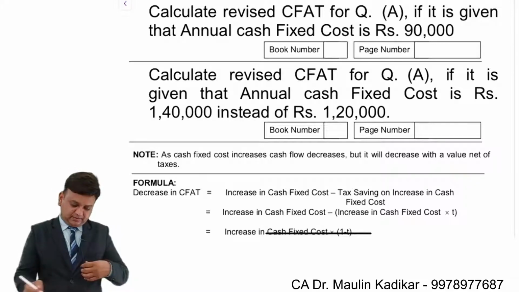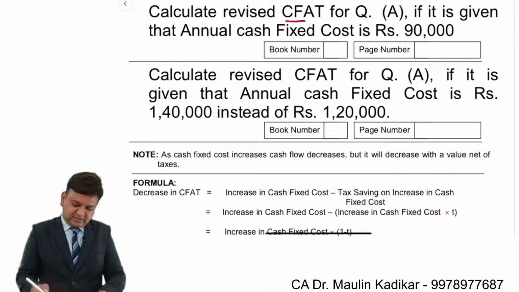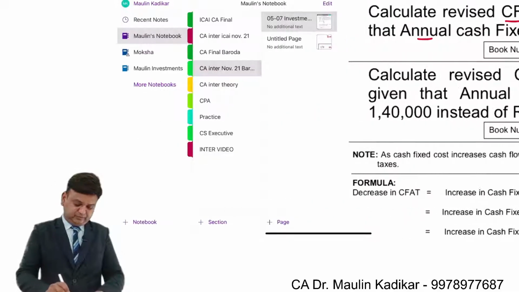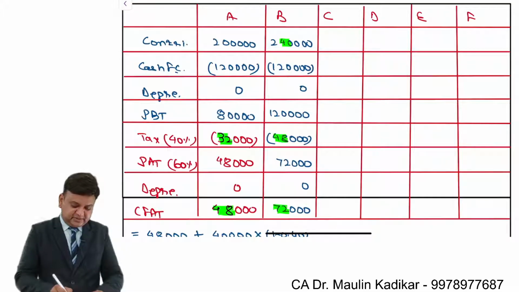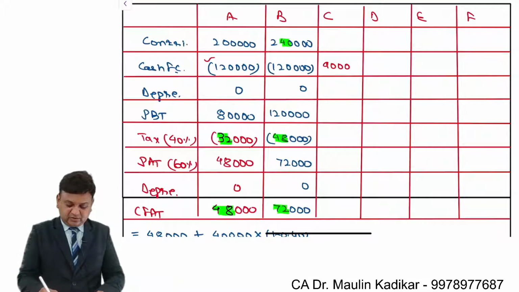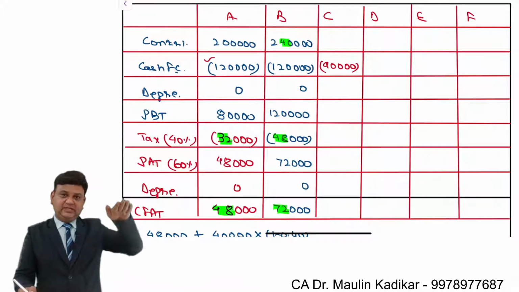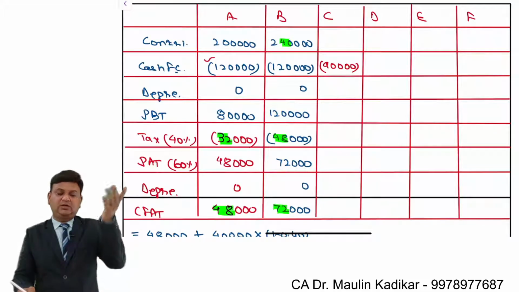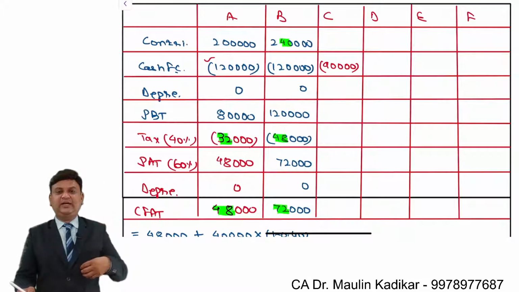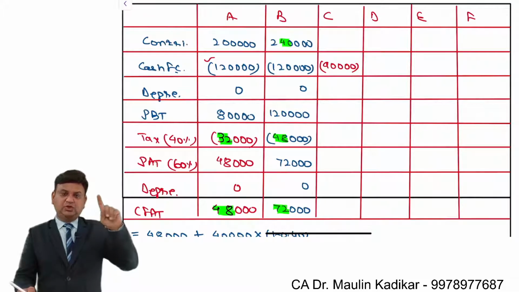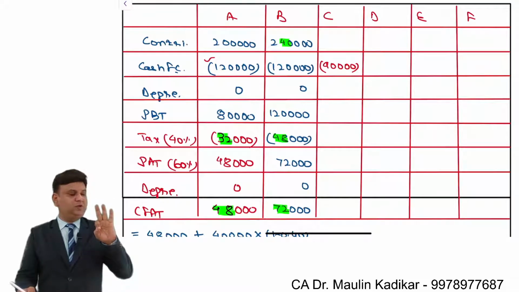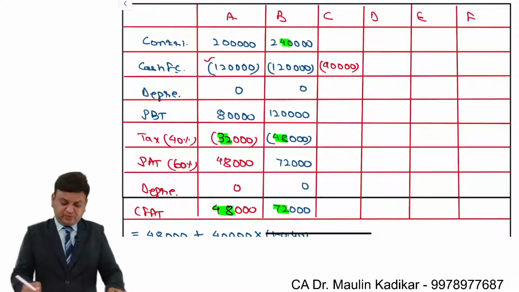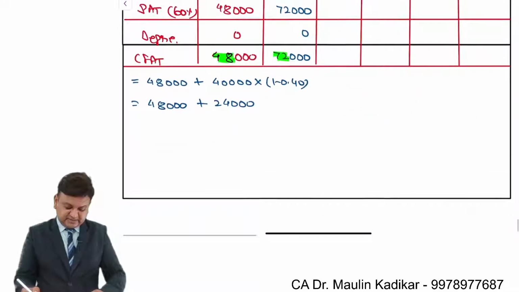So next question, calculate CFAT if the annual cash fixed cost is 90,000. Okay. So now friends, instead of 1,20,000, if it is 90,000, we are required to calculate the answer. See, there is a decrease in expense, so cash flow increases. What is the amount of the reduction of the expense? 30,000. So will cash inflow increase by 30,000? No. It will increase by the post-tax value.